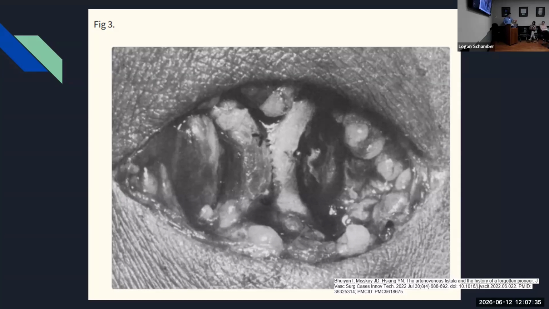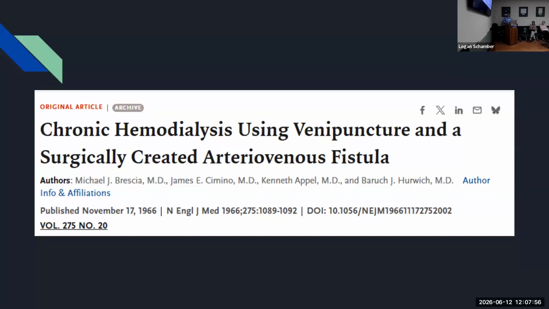But again, this is another major advancement just 4 years later after the creation of the external AV shunt. These internalized fistulas obviously had better long-term patency, lower infection risk. And then again, because it was subcutaneous, they didn't have to have this piece of hardware that the patients walk around with. And then this is just the original article that they published. So November 17th, 1966. Interestingly, I looked at the other issues that were in this journal at the time, and the other major advancement was the use of nalidixic acid, which is a precursor to fluoroquinolones. So just amazing to see how much medicine has advanced in a century.